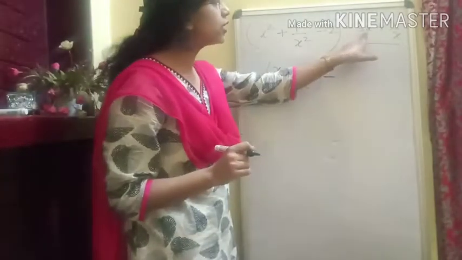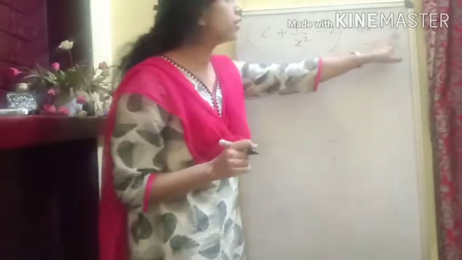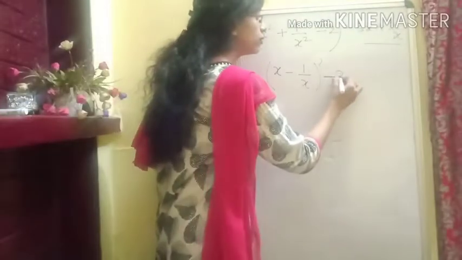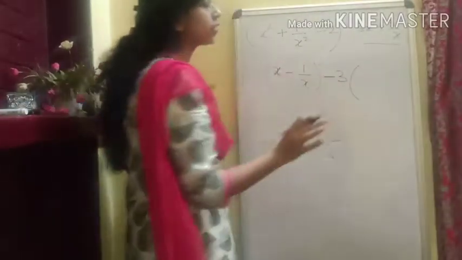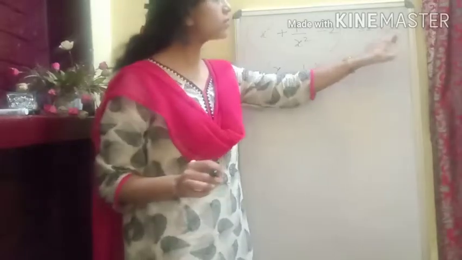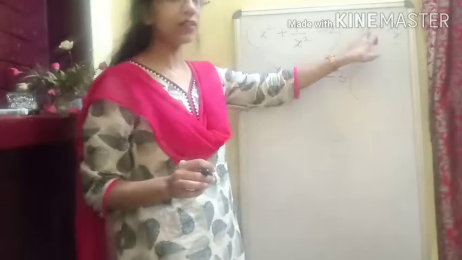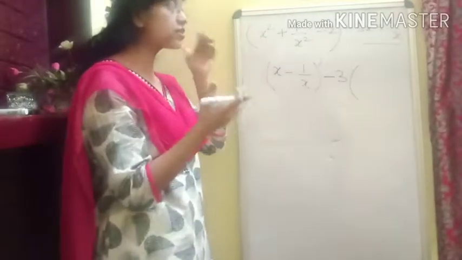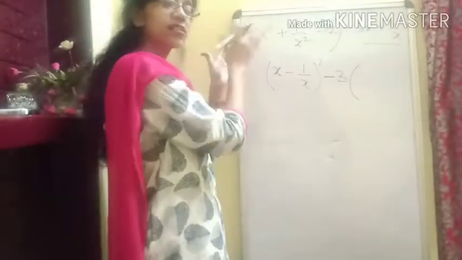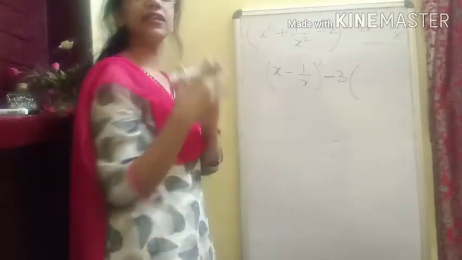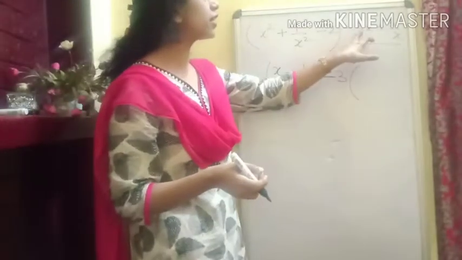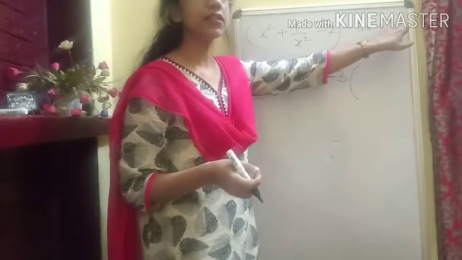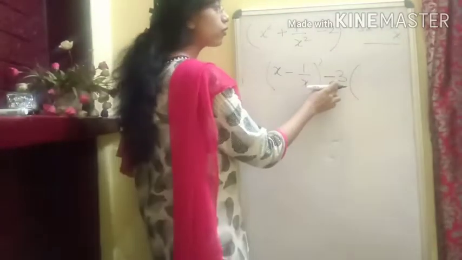Now you see here in the first part we have 3, in the second part also we have 3. So we will take 3 common. We cannot take x common, because here x is in the numerator and here x is in the denominator. We always take common when both the things are either in the numerator or both are in the denominator. As we have taken 3 common, 3 here is in the numerator, and here also 3 is in the numerator, and that's how we have taken 3 common.